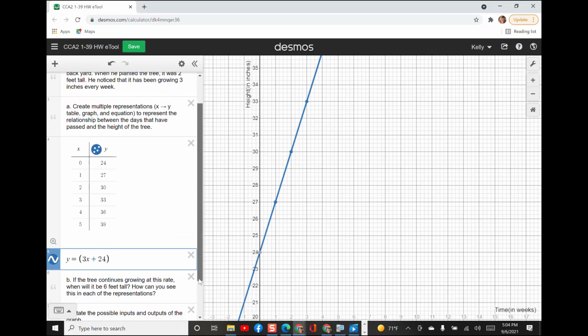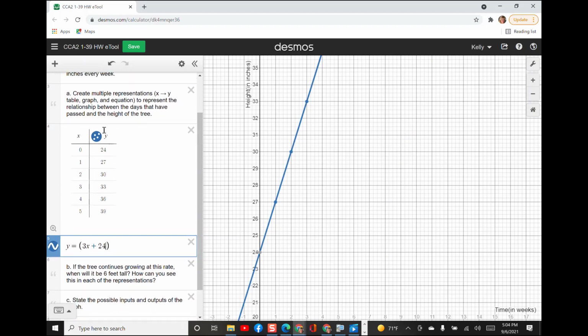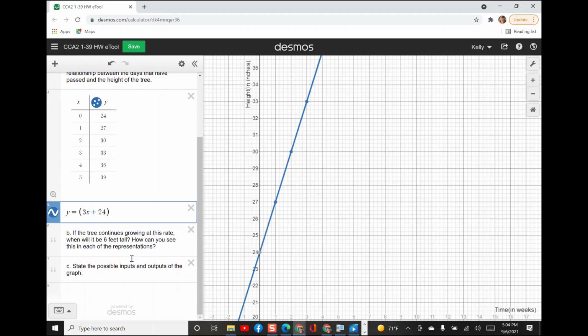Now, the question that we have, so there's 3 representations. You've got your XY table, you've got your rule that you came up with, and you have your linear graph. Now, down here it says, if the tree continues growing at this rate, when will it be 6 feet tall? How can you see this in each of the representations? Well, I can multiply 6 by 12, which gives me 72. 72 inches is how much it takes to get to 6 feet.